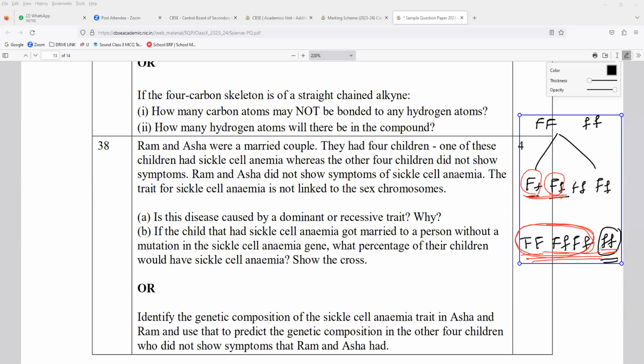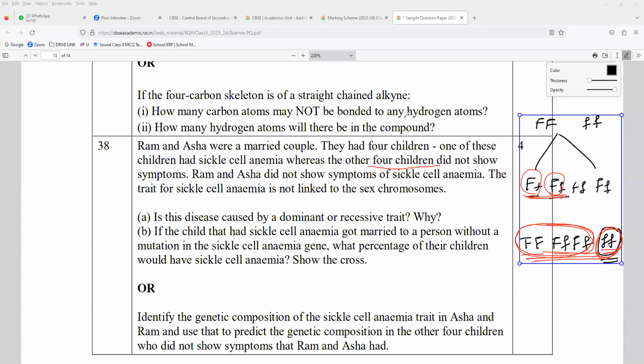Now you tell me, if only one is showing, does it mean it is recessive or dominant? Anybody can tell? Please respond. If it is dominant, it should appear in more than one child or only one child? More than one child. Out of four children, if it is a dominant one, the majority of the children will be affected. Am I right or wrong? All of you?